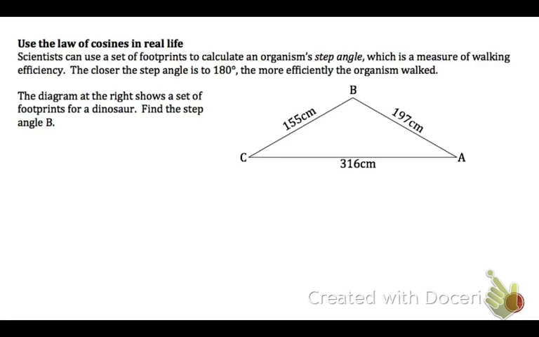All right, so you can think of this right here. This is the right foot. This right here is the left foot. This right here is the right foot. So we're looking for this step angle. And notice it said the closer it is to 180 degrees. So see how wide that angle is? So that is the angle that we want to find. I'm just going to name it theta.